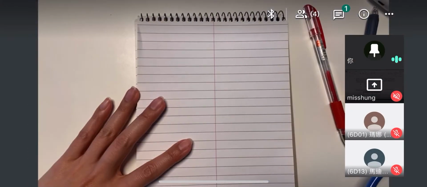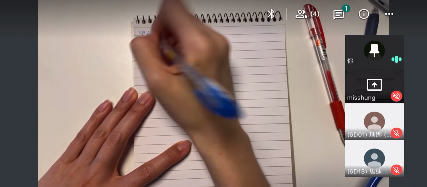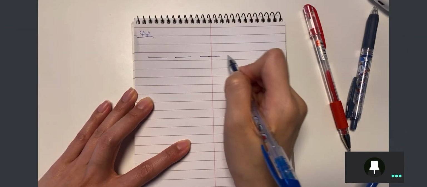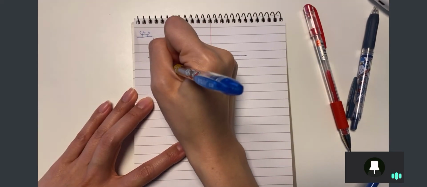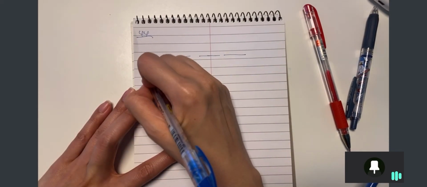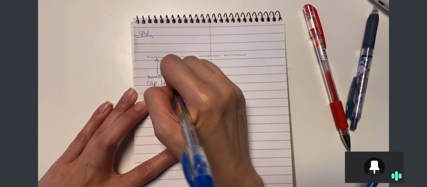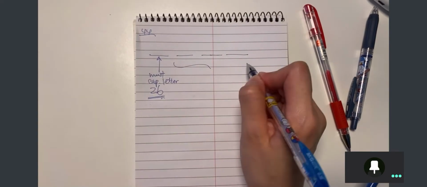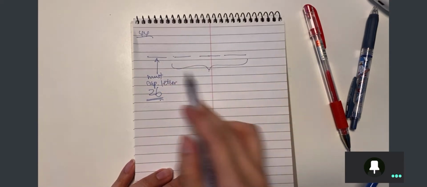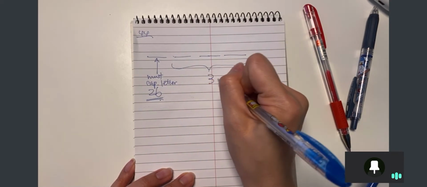So you need to use a combination, right? Number 44, you have 1, 2, 3, 4 digits here, and the first one must be a capital letter. That means only 26 choices here. 26 English letters, right? 26 choices. And then we have these 3 other digits. These 3 positions can change their order randomly, so it is 3 factorial.